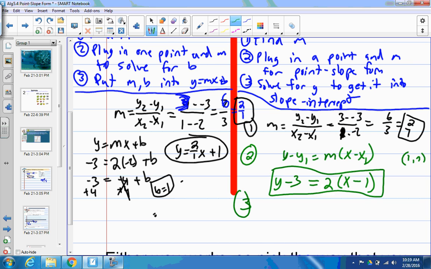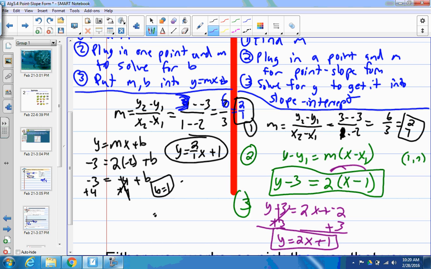But to put it into slope intercept form, we could then distribute. So we'd have y minus 3 equals 2x minus 2, and then add 3 to both sides. This would be y equals 2x plus negative 2 plus 3, so negative 2 plus 3 would be positive 1. So now we have it in slope-intercept form. And it's the same exact equation that we had over here.